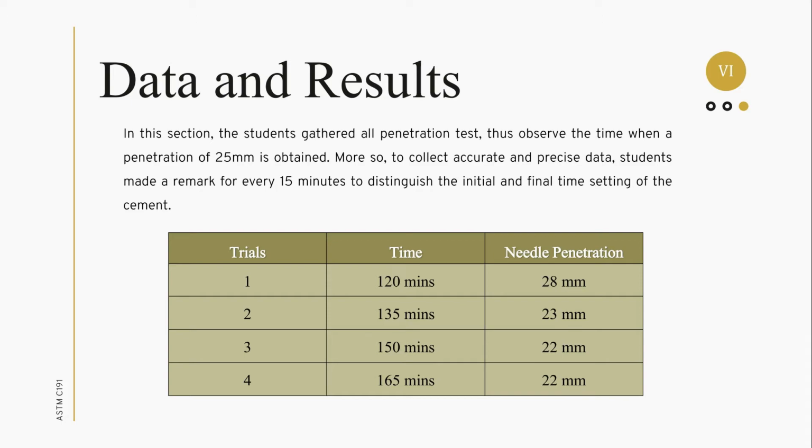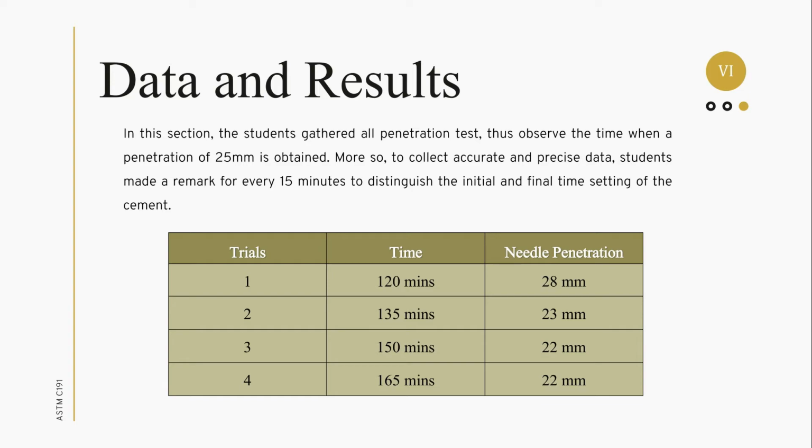In this section, the students gathered all the penetration tests, thus observed the time when a penetration of 25 mm is obtained. More so, to collect accurate and precise data, students made a remark for every 15 minutes to distinguish the initial and final time setting of the cement.